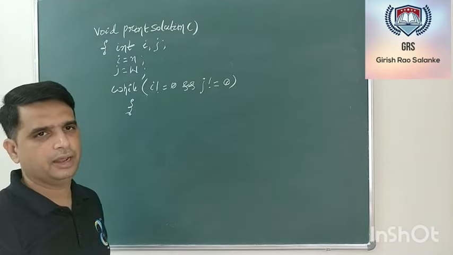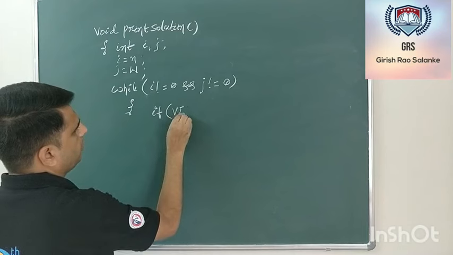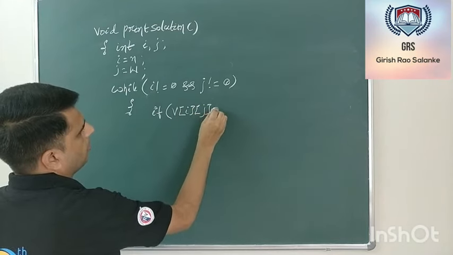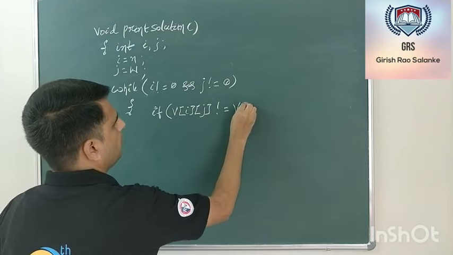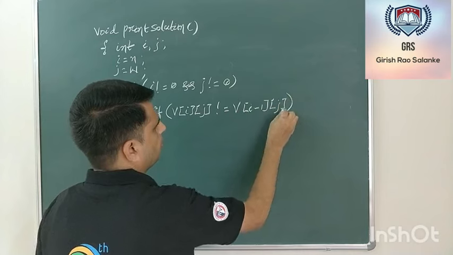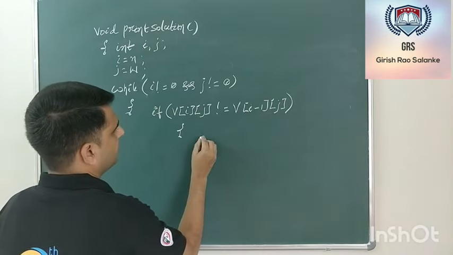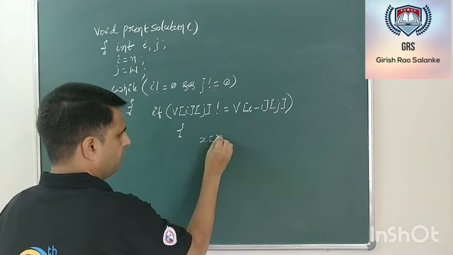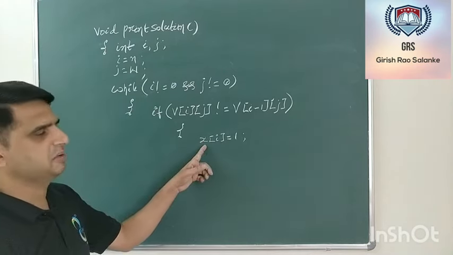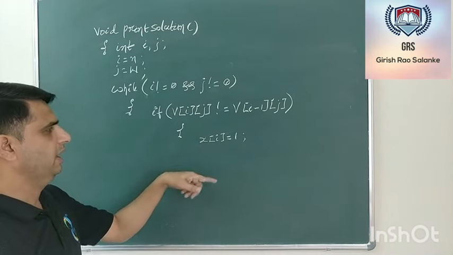Now how we calculated the value? If v of i j not equal to v of i minus 1 and j. If this condition was true, then it implies that I need to consider that particular object. So x of i is equal to 1. This is where I am using this x, which implies that I am considering that particular object into the knapsack.